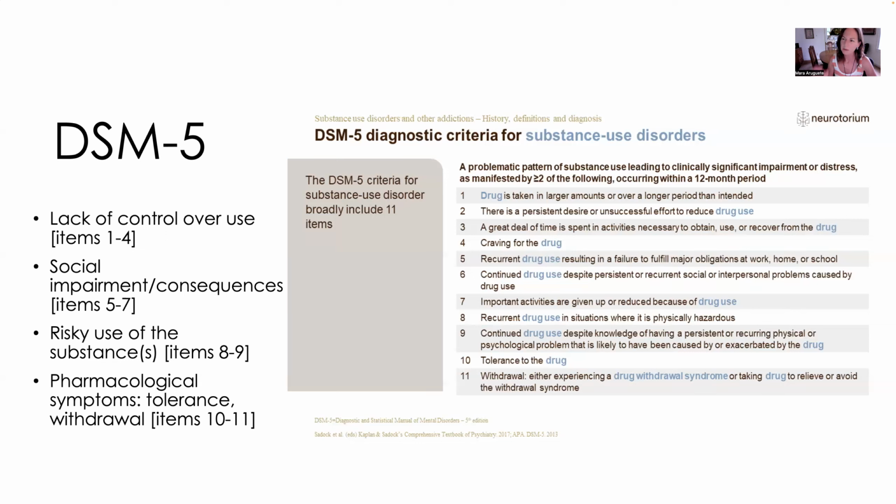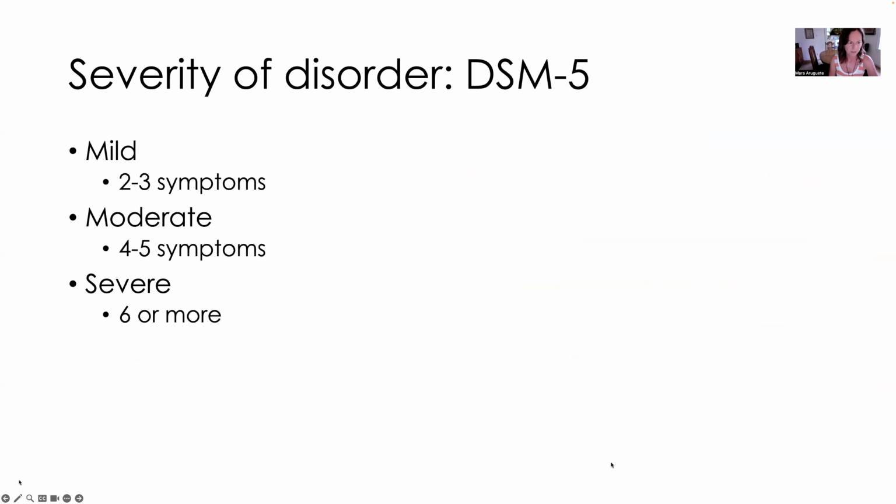Now, I want you to remember that tolerance and withdrawal, for example, you don't necessarily have to have, because you don't have to have all 11 of these items. Remember, just 2 or more. So how does that work? Well, it works in terms of severity. So the severity of the disorder depends on how many of these 11 items you have. A mild severity of substance use disorder would be 2 to 3 items. Moderate would be 4 to 5 items. And severe would be 6 or more items.